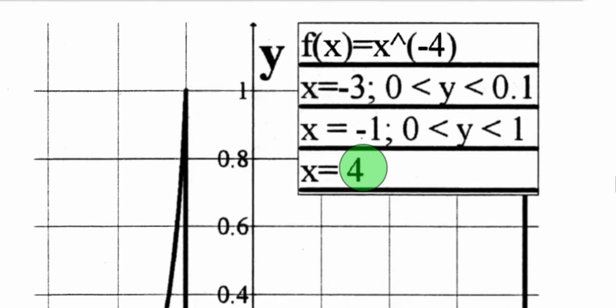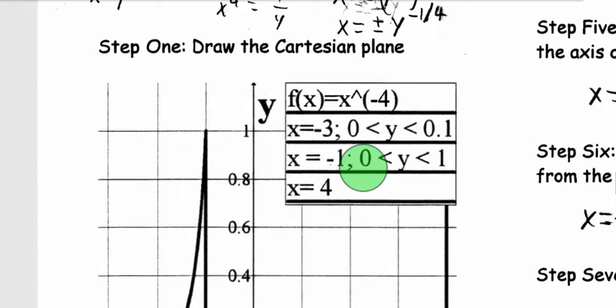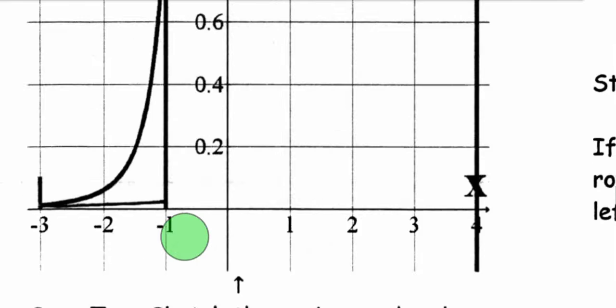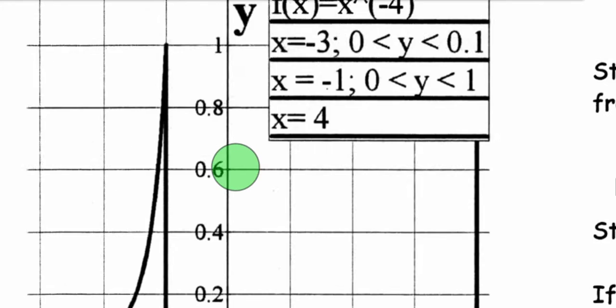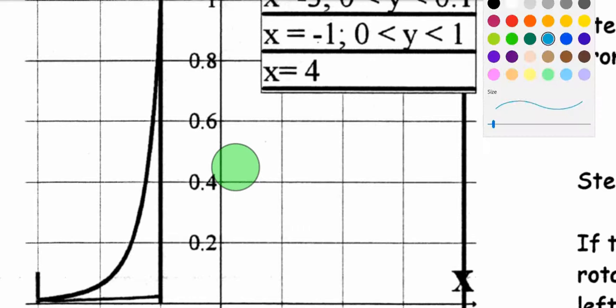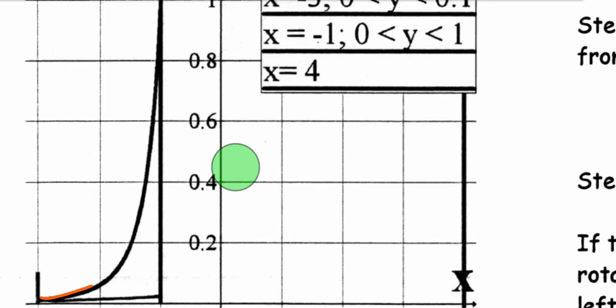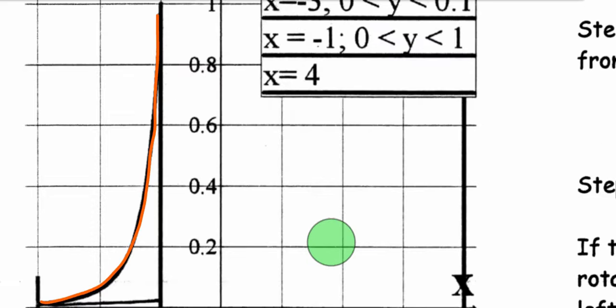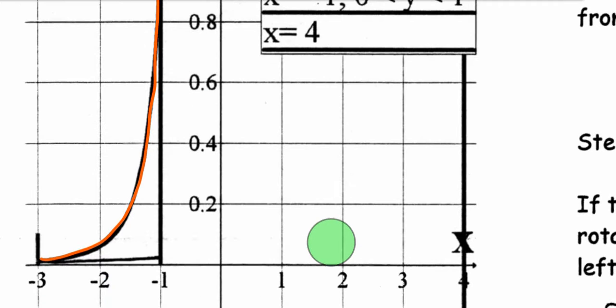It's like a substitution. Okay, so our next step, step 1, after our initial step, is to draw the Cartesian plane, and then the step after that is to draw our region. So first of all, we have our first relation, which I will draw in orange. Now, that is x to the negative 4, but as a relation, it's going to be x equals plus or minus y to the negative 1/4. So I'm going to write x equals y to the negative 1/4.